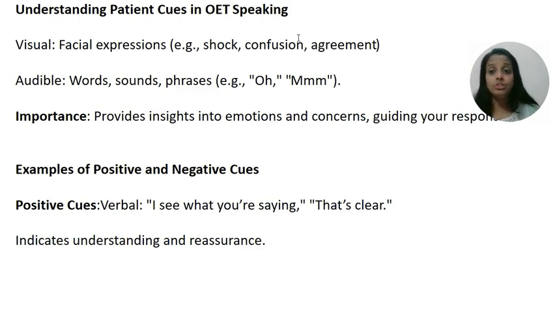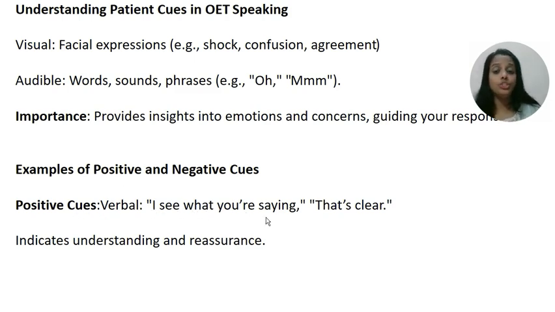For example, visual cues such as facial expressions can convey a wide range of emotions like shock, fear, agreement, confusion, or even happiness. At the same time, these visual cues are usually paired with audible cues, words or short sounds that further express the patient's emotions or concerns. These can range from a full sentence to a simple sound like mm or oh. So these short expressions or sounds often indicate the patient's feelings or reactions like doubts, confusion, or concern about the information being discussed. Let's see some of the positive cues.